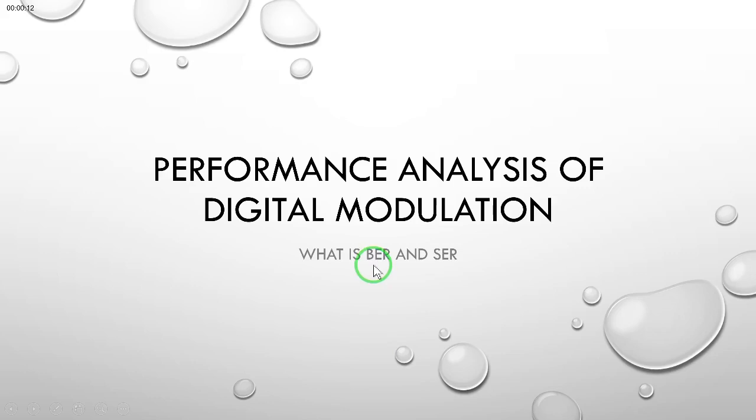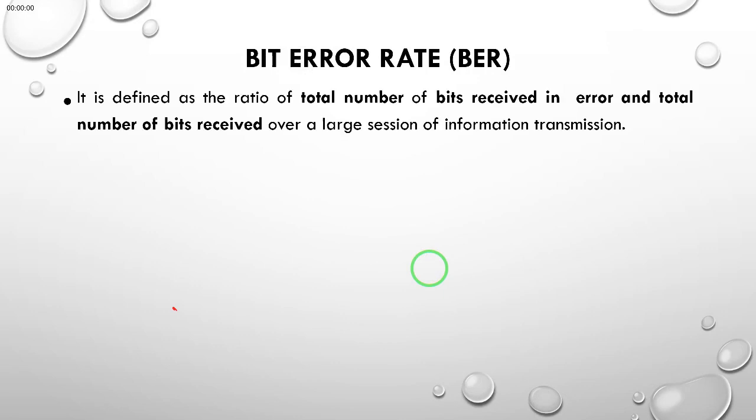In this lesson, we want to talk about the performance analysis, in particular the bit error rate and symbol error rate that different modulation schemes may experience depending on how the data travels from the transmitter to the receiver.